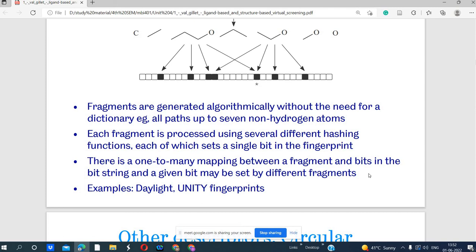For one fragment we are using many hashing functions, so it shows a one-to-many relationship. And bits in the bit string, so we are aligning the fragment with the bits. Okay, bit string, and a given bit may be set by different fragments. So there is a one-to-many relationship.